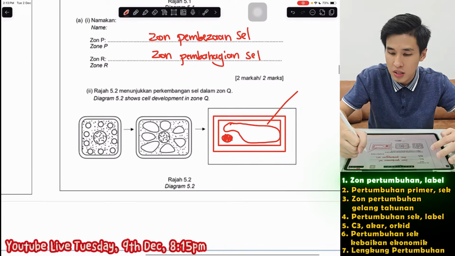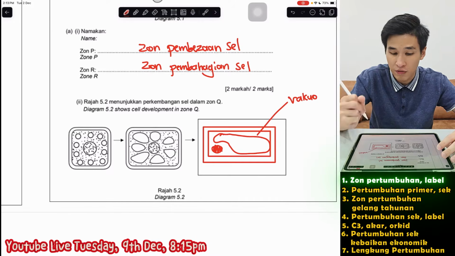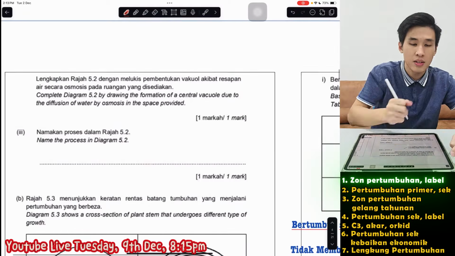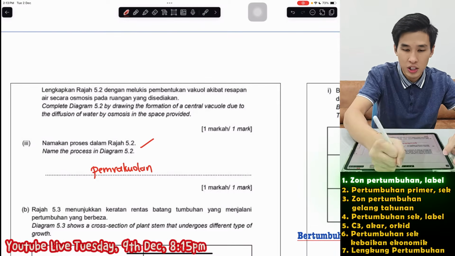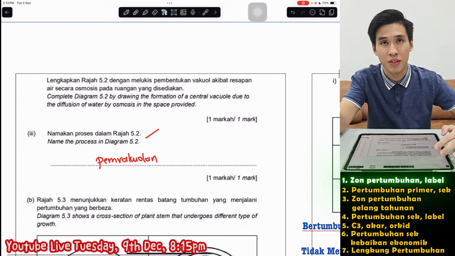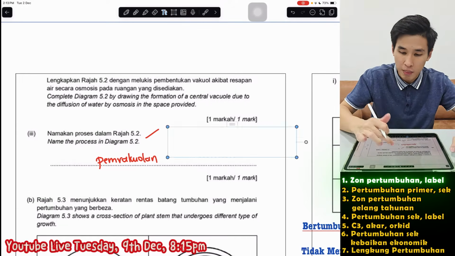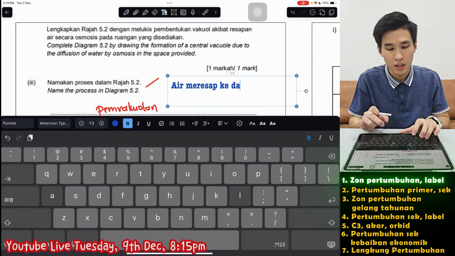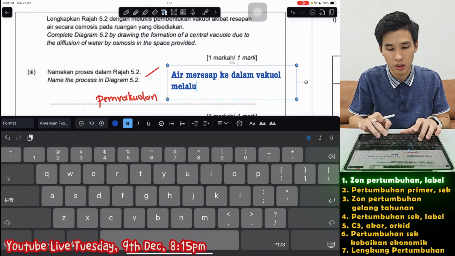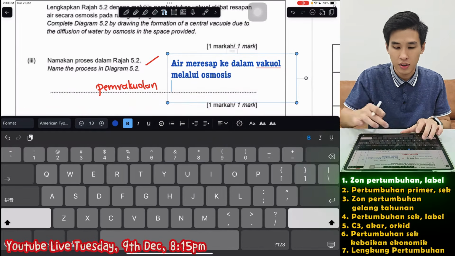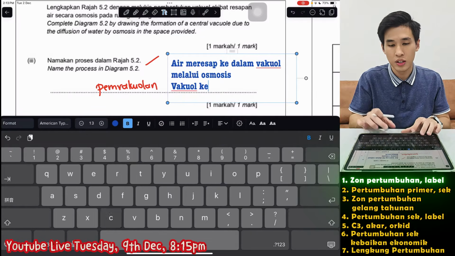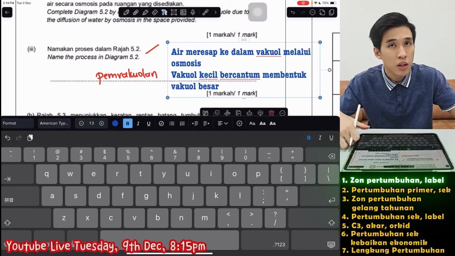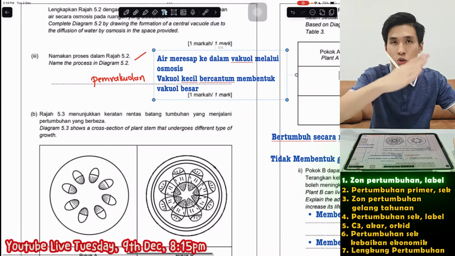So best to label, the main thing you must label obviously is the vakuol because vakuol adalah bahagian yang membesar, yang berubah mah. So proses pemvakuolan. Now jika soalan tanya, terangkan the process pemvakuolan. Very simple. Number 1, we can say air meresap ke dalam vakuol melalui osmosis. Then the vakuol kecil dia bercantum menjadi vakuol besar loh. So bercantum that's how you explain loh. That's pemvakuolan. Berlaku pada zon pemanjangan sel.